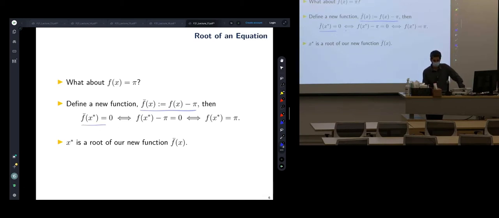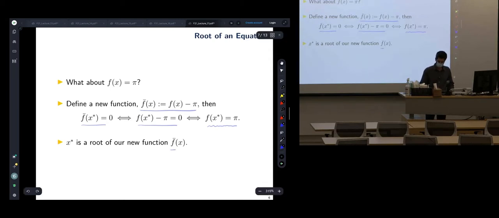And then f bar is f of x star minus pi equals 0. Then the root of f bar will satisfy this equation, right? So if you have something that is non-zero, you can just redefine your function and solve for that. Then x star is the root of f bar. So the terminology of the root goes to the function that satisfies this equation, right? X star is not a root of f of x. It's a root of f bar, if you want to be precise with your language.